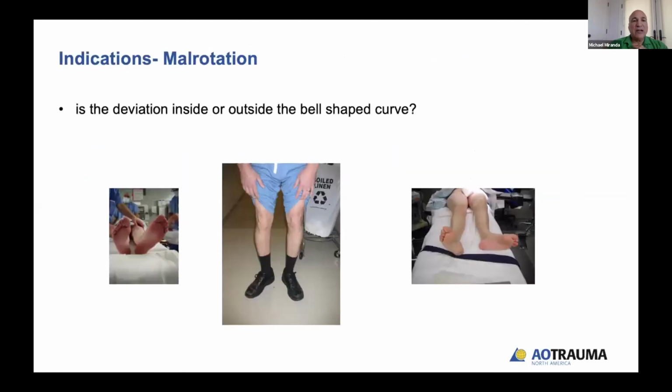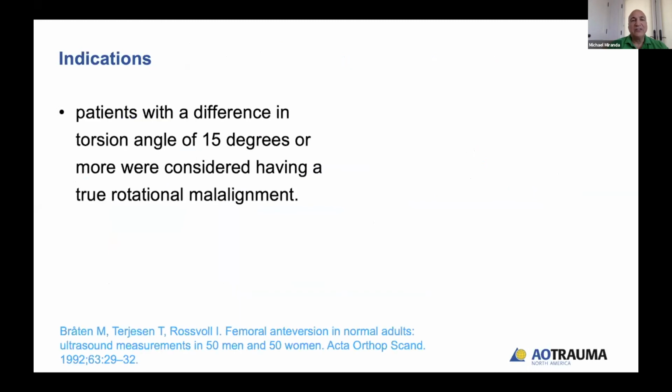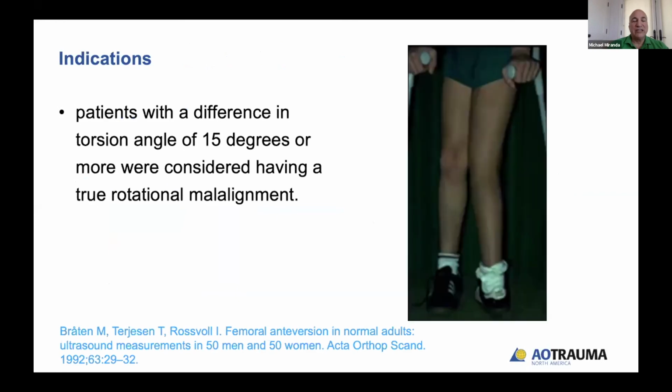So with regard to malrotation, the question is: is the deviation inside or outside of a bell-shaped curve? Well, we know from CT-based studies that 95% of the mature healthy population has less than 11 degrees difference in femoral anteversion. 99% of the population will be less than 15 degrees. So in general, most folks have taken the position that a difference of 15 degrees or more is considered a true rotational malalignment.